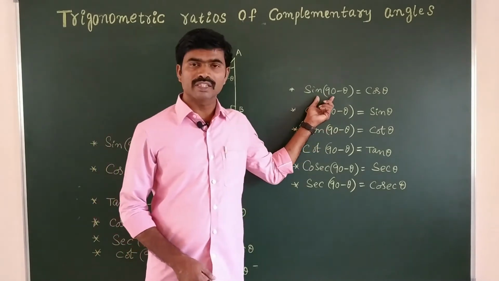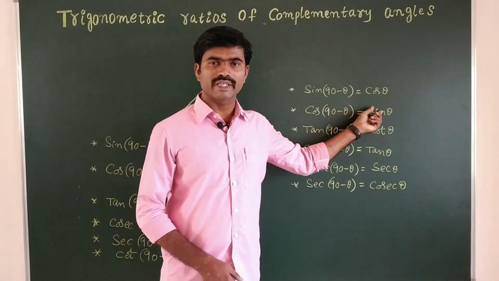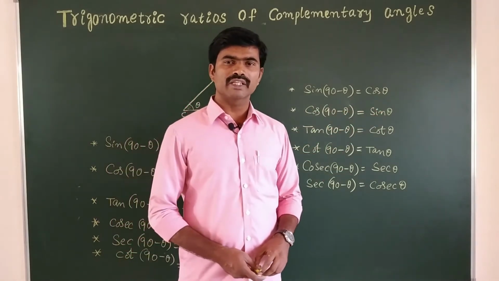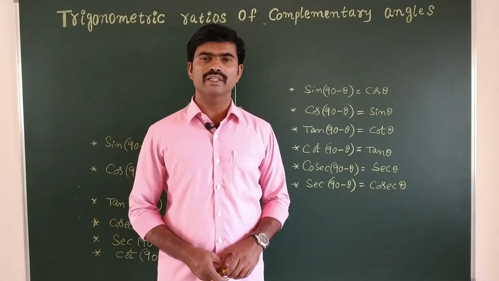Sin(90 minus theta) is equal to cos theta. Cos(90 minus theta) is equal to sin theta. Tan(90 minus theta) is equal to cot theta. Cot(90 minus theta) is equal to tan theta.